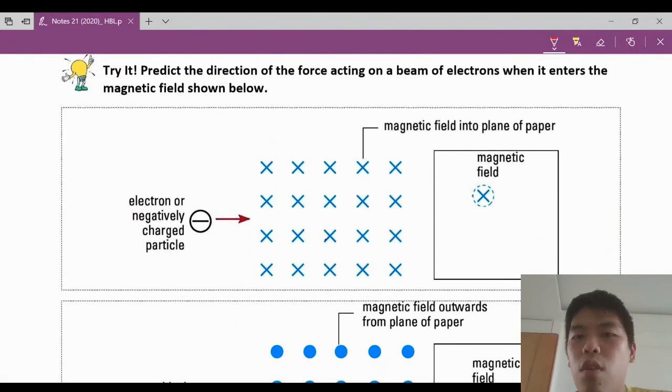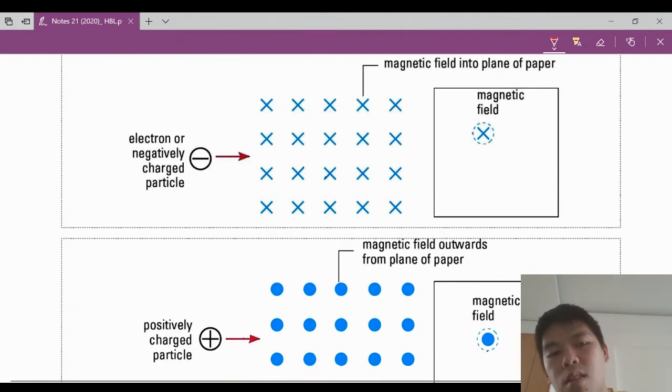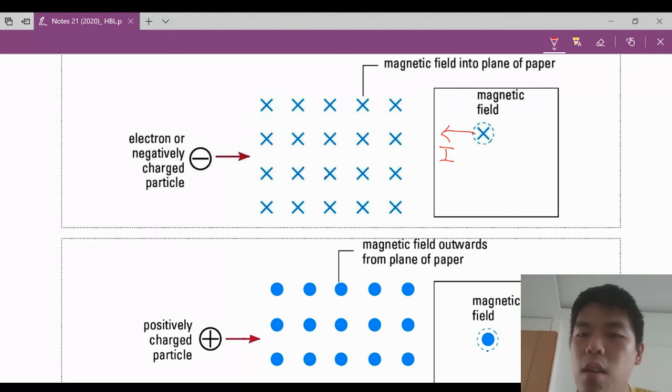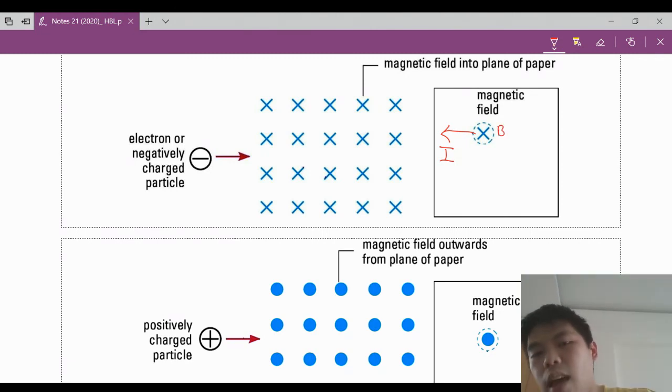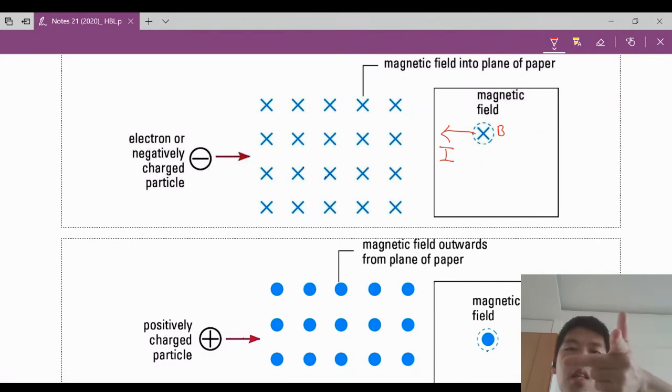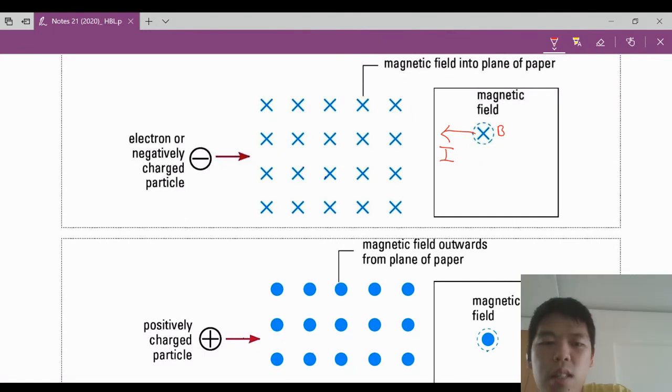Predict the direction of the force acting on the beam of electrons when you enter it. Now this is not a positive charge. This is not conventional current. This is an electron, or negatively charged, and it says that it moves this way. But this is your electron, so we cannot do it this way. We got to flip it. We got to say that the current flows this way. So let's use FBI: B goes in, I goes back, force downwards. Let me draw it nicely. It flows down. So the force is downwards.